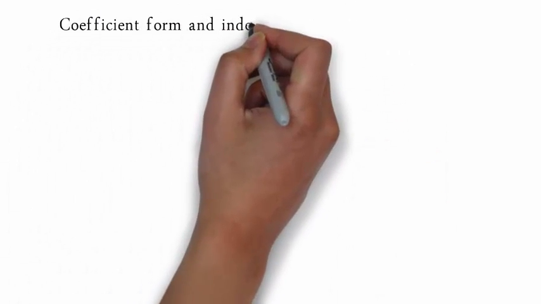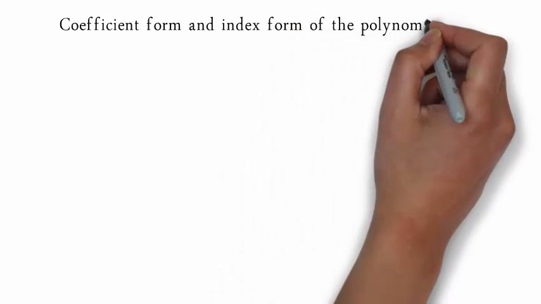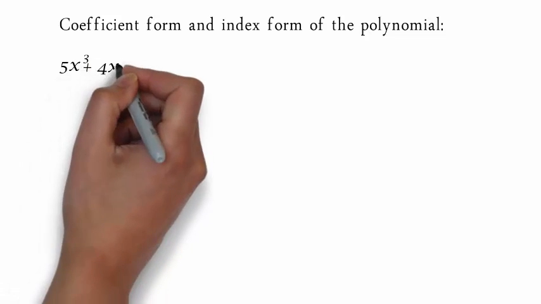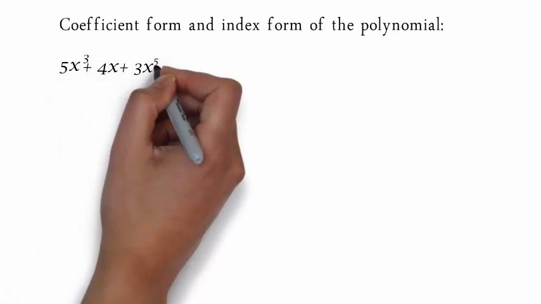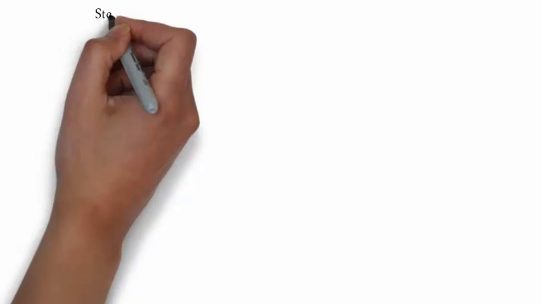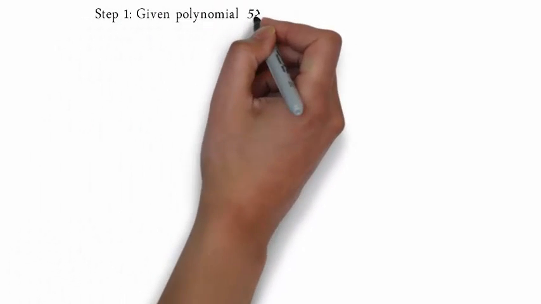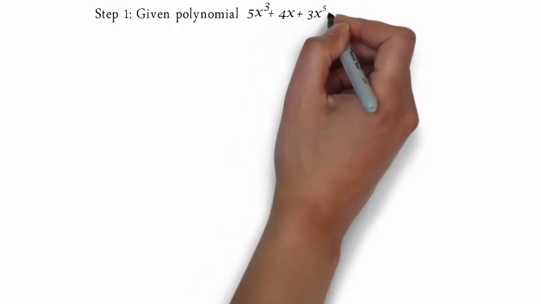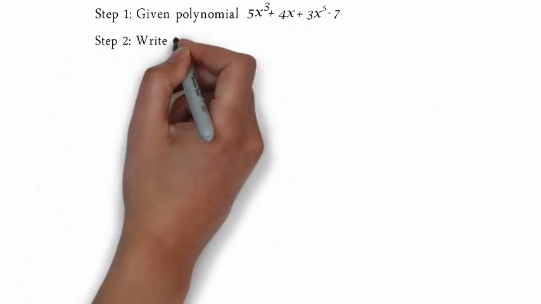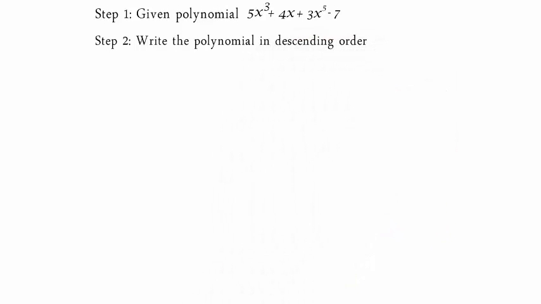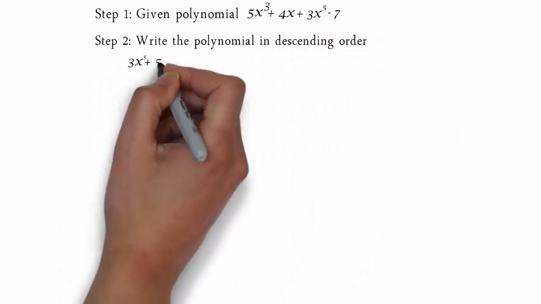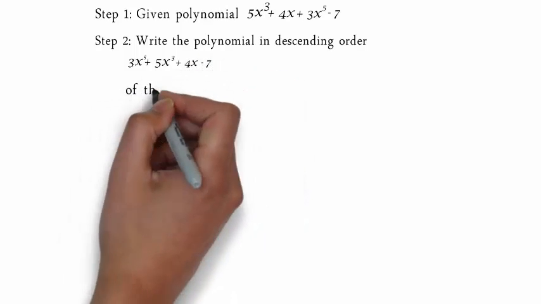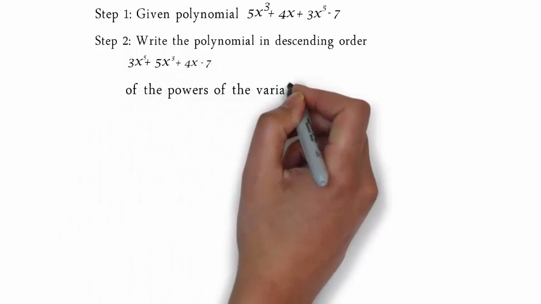Coefficient form and index form of the polynomial. Let us consider the polynomial 5x³ plus 4x plus 3x⁵ minus 7. Step 1. Given polynomial 5x³ plus 4x plus 3x⁵ minus 7. Step 2. Write the polynomial in the descending order of the powers of the variable: 3x⁵ plus 5x³ plus 4x minus 7.